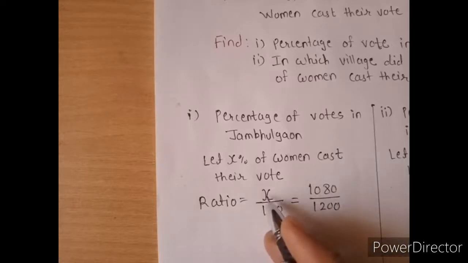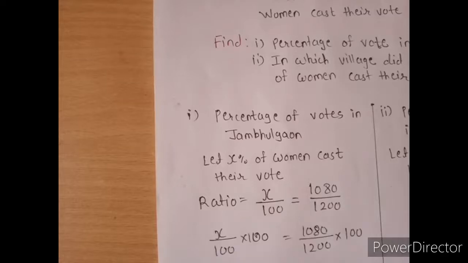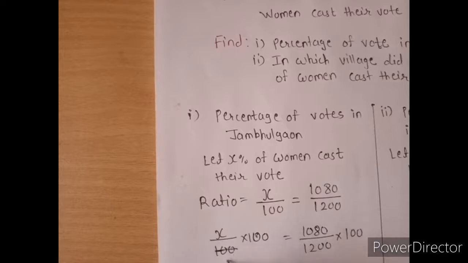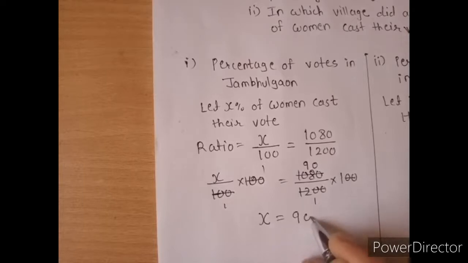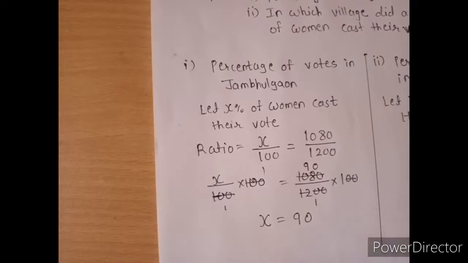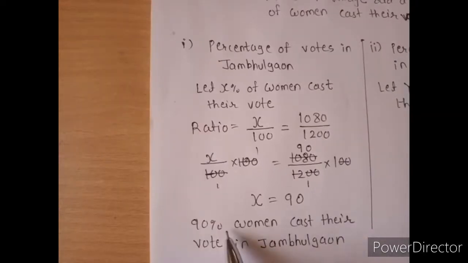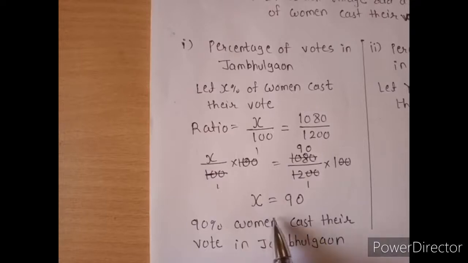For that we have to calculate the value of X. For that we have to multiply both sides by 100. Then calculate the answer. Cancel this 0. 12 ones are 12. 12 nines are 108. 90. So here you will write X is equal to 90. It means 90% women cast their vote. Now here write down the answer in a sentence. 90% women cast their vote in Jambulgaon.